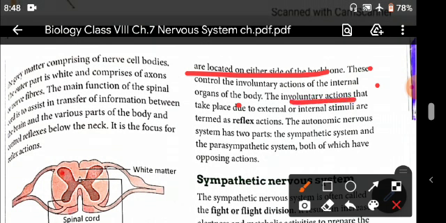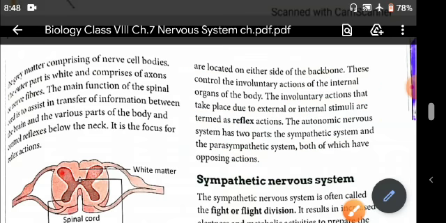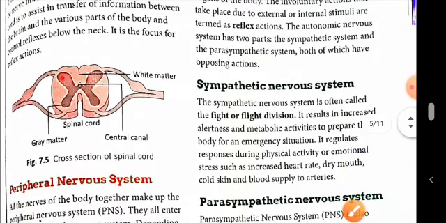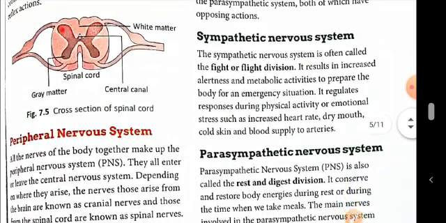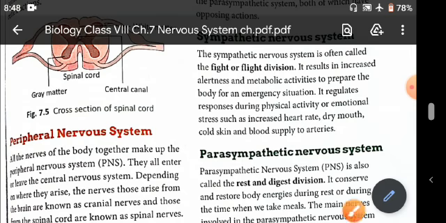The involuntary actions that take place due to external or internal stimuli are termed reflex action. The autonomic nervous system has two parts. First is the sympathetic nervous system and second is the parasympathetic nervous system. At first we will study the sympathetic nervous system.